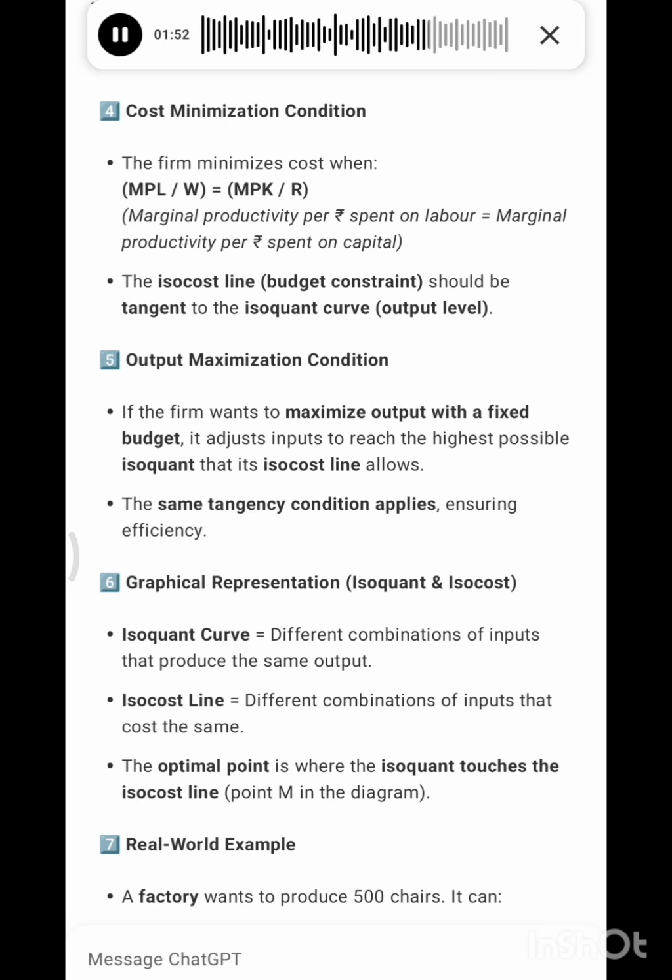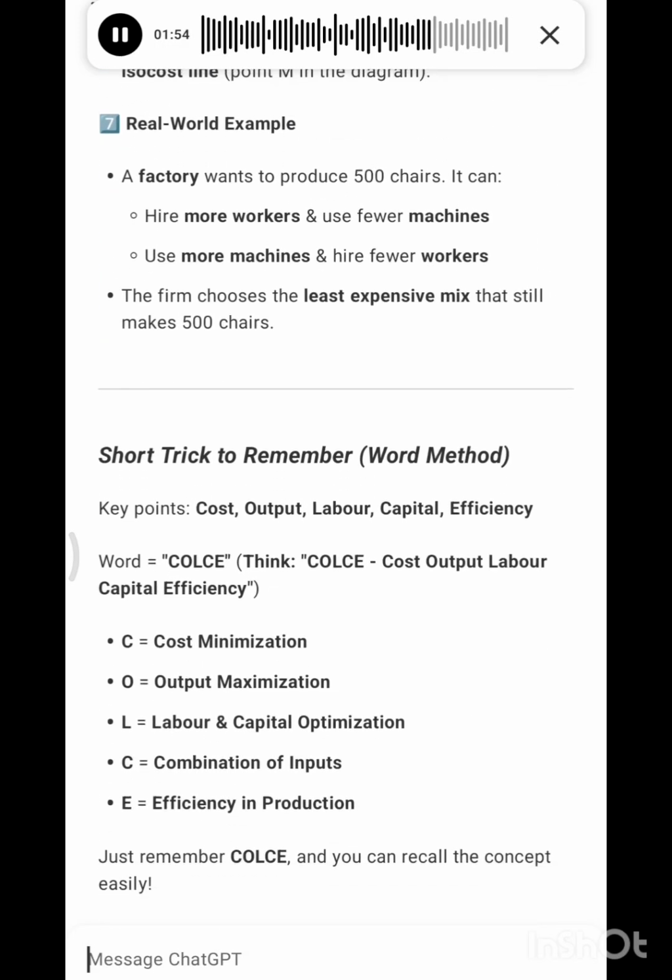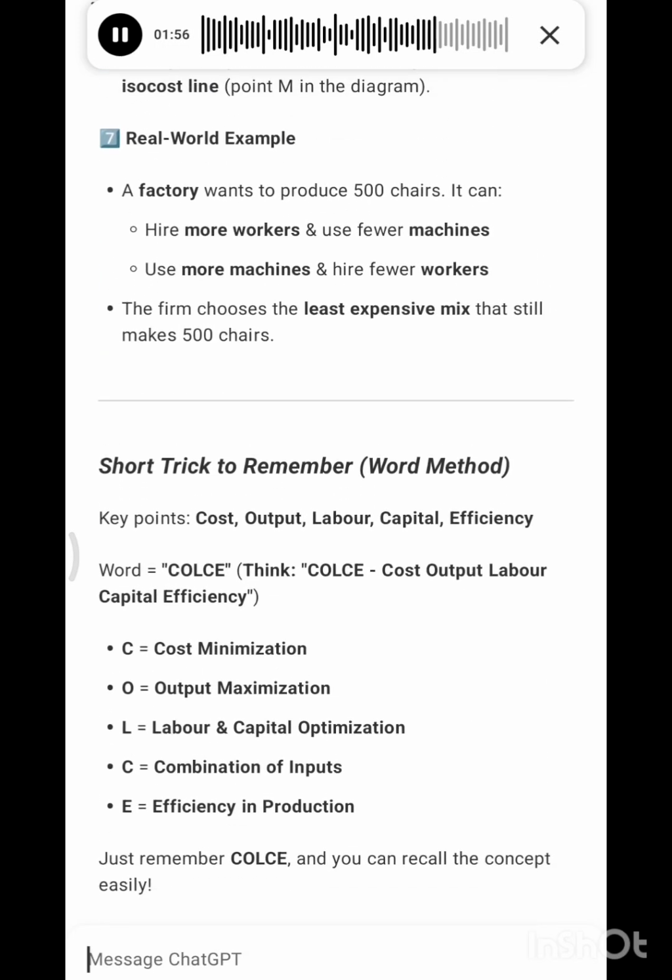Real-world example. A factory wants to produce 500 chairs. It can hire more workers and use fewer machines, or use more machines and hire fewer workers. The firm chooses the least expensive mix that still makes 500 chairs.